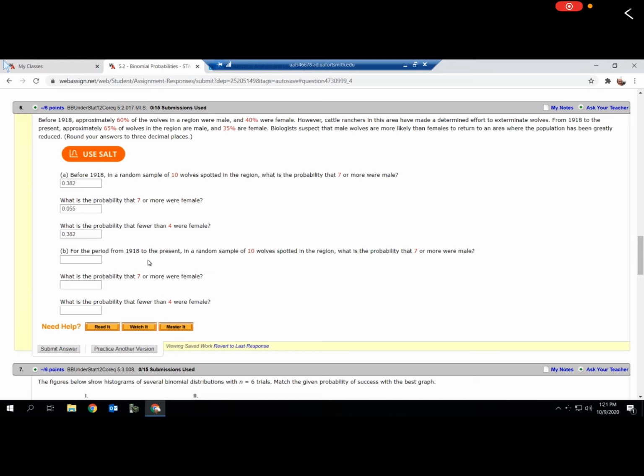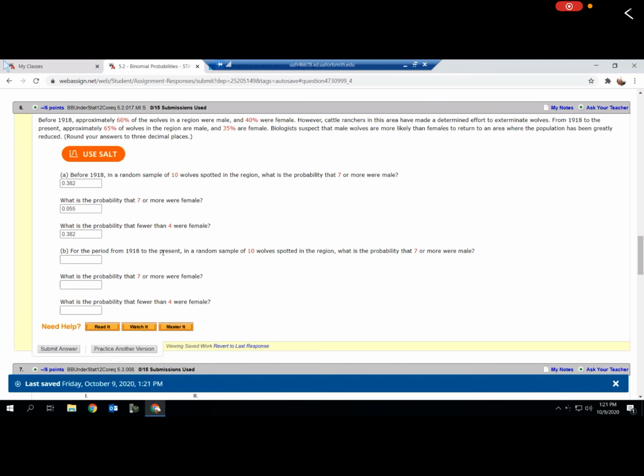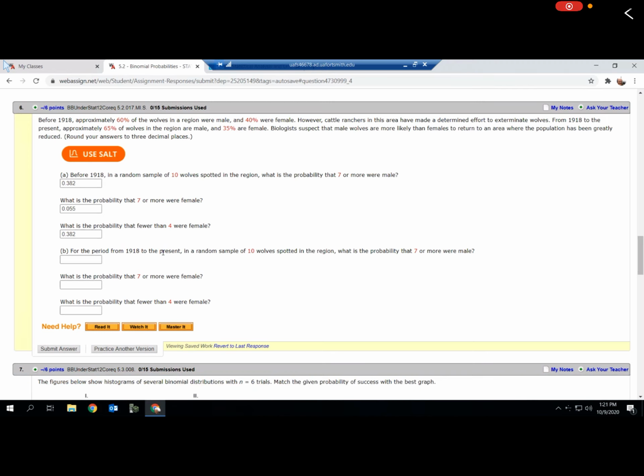Okay, so part B is for the updated part. So we're going to use the second set of statistics. For the period from 1918 to the present, in a random sample of 10 wolves spotted in the region, what's the probability that 7 or more are male? Okay, for the updated stats, the males are 0.65, the females are 0.35.